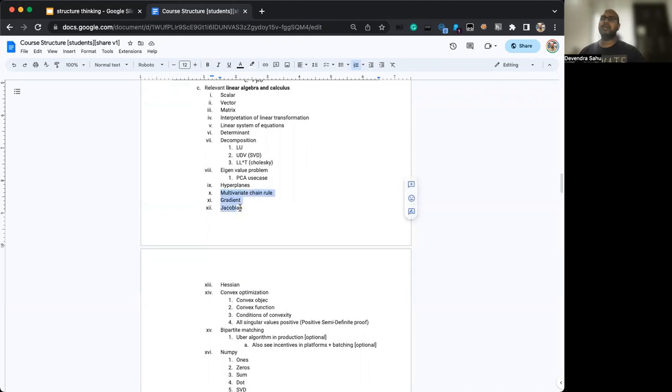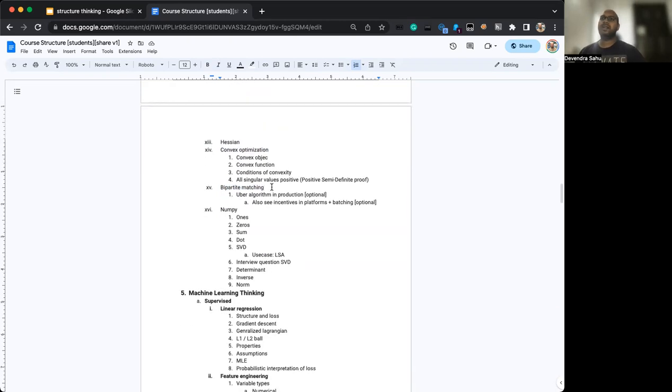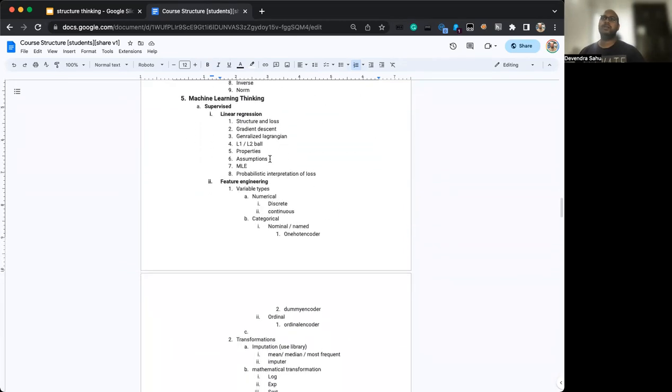Again, in the calculus part, we'll look at mostly chain rule, gradient, Jacobian, Hessian, higher order function approximation, and so on. We look at a bit of convex optimization, convex objects, functions, conditions of convexity. We look at one application of linear programming, which is bipartite matching. And this is used in Uber, right, to match drivers and riders. So this also connects to incentives and platform, which we'll cover later on. We look at a bit of NumPy.